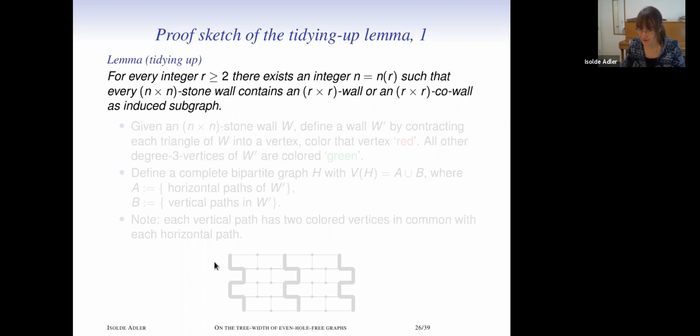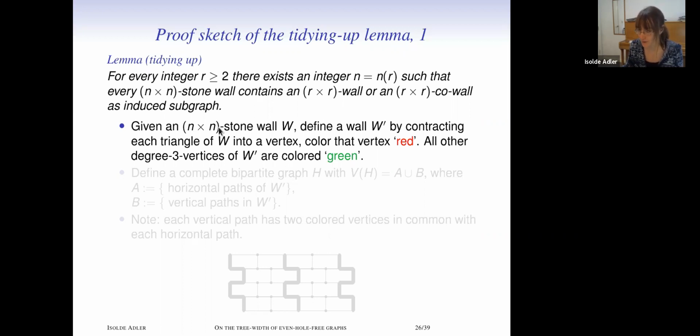Okay, so this is the tidying up lemma. So we want to find, in an n by n stone wall, which is untidy, either an r by r wall or an r by r co-wall. Okay, so n is very big, but r is a bit smaller, but it'll grow with n. And we find this as induced subgraph, of course. That's what we need.